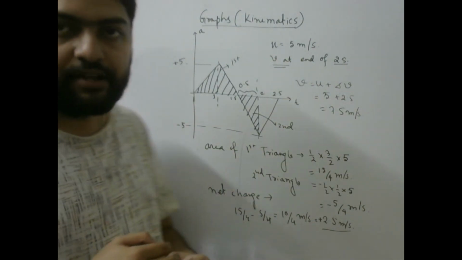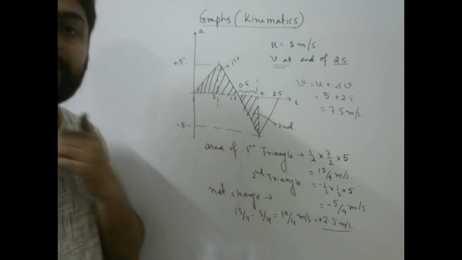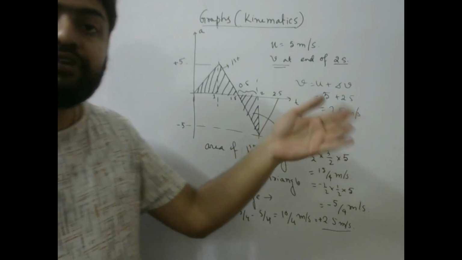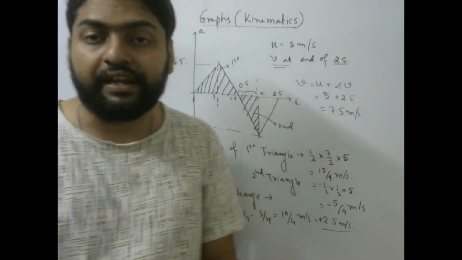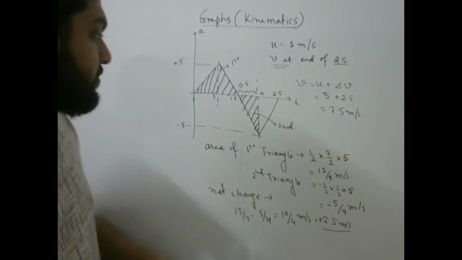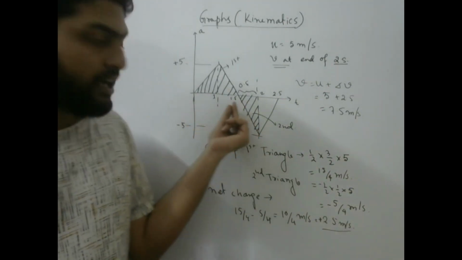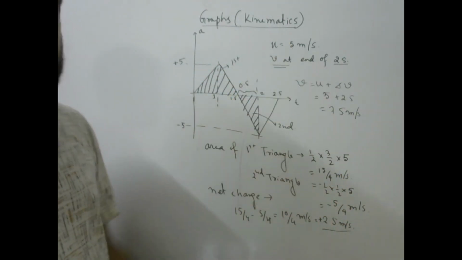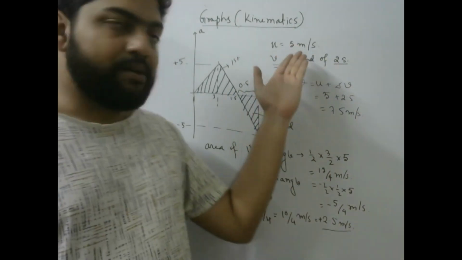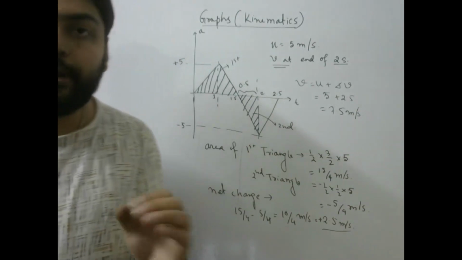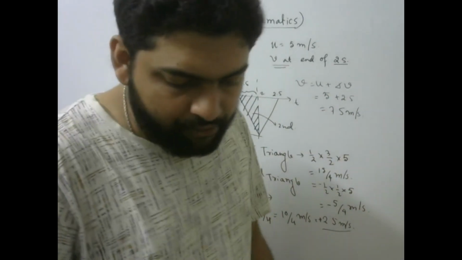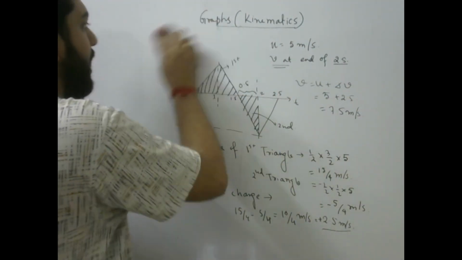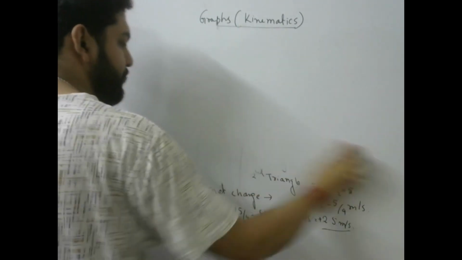So in this way, with the help of an acceleration time graph, you can calculate the change in velocity, and further calculate the final velocity at the end of any time. I think you can easily understand if I ask you to calculate the velocity at the end of 1.5 seconds. You need to calculate only this triangle, that is 15 by 4, and that will be added to the 5 meters per second to get the final result at the end of 1.5 seconds. So let's talk about other equations of straight line kinematics, uniformly accelerated motion, and understand how it looks.